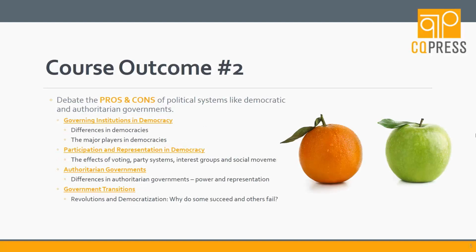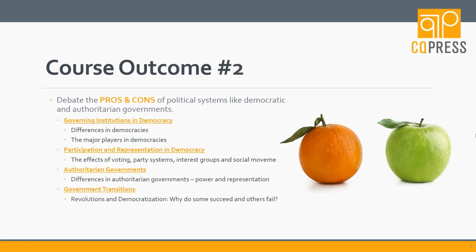Okay, debating the pros and cons of political systems like democratic and authoritarian governments. First, the course covers governing institutions and democracy. There is more than one type of democracy. Students need to discuss the continuum of democracies, the differences between them, and why they differ. Furthermore, they need to identify heads of state in democracies, who is accountable, and how corruption occurs. Next, students discuss participation and representation in democracy, from electoral systems and party systems to interest groups and social movements. Students need to see how participation affects democracy.